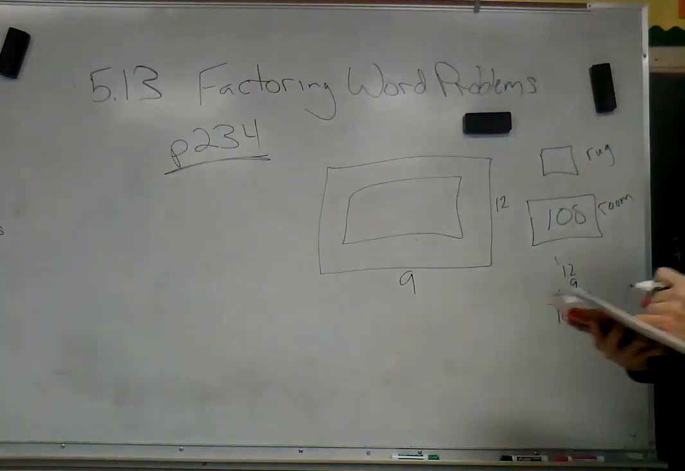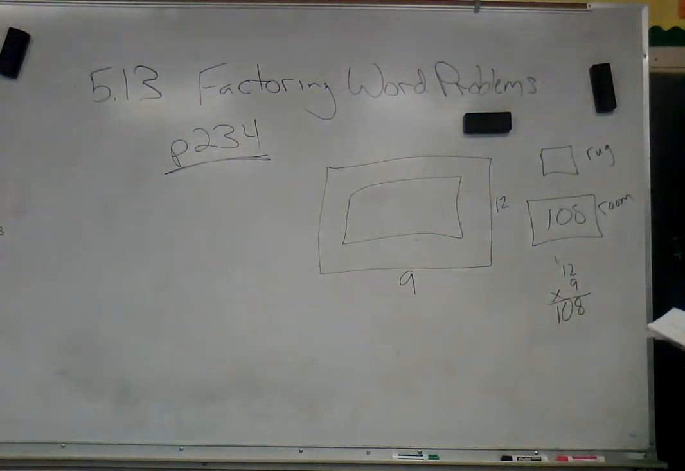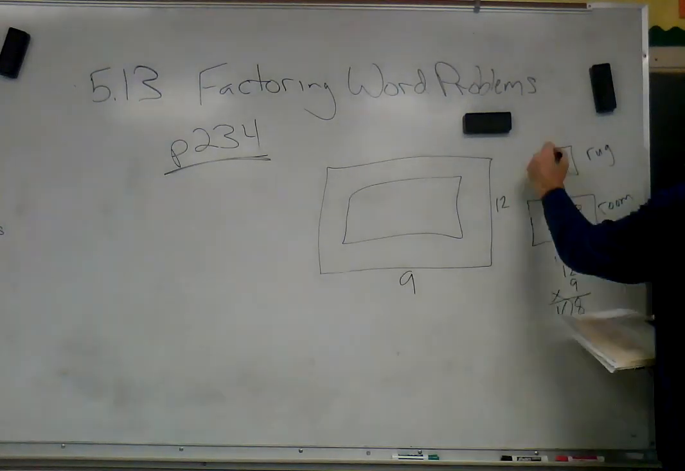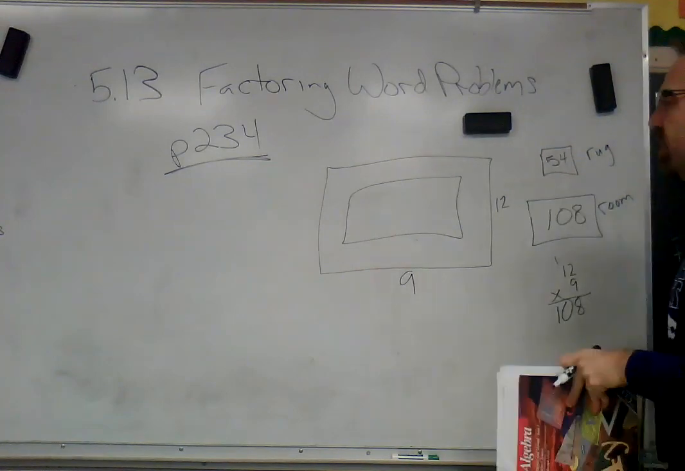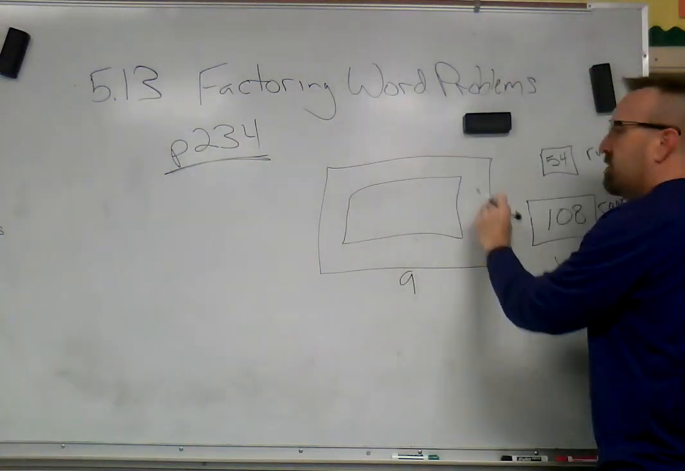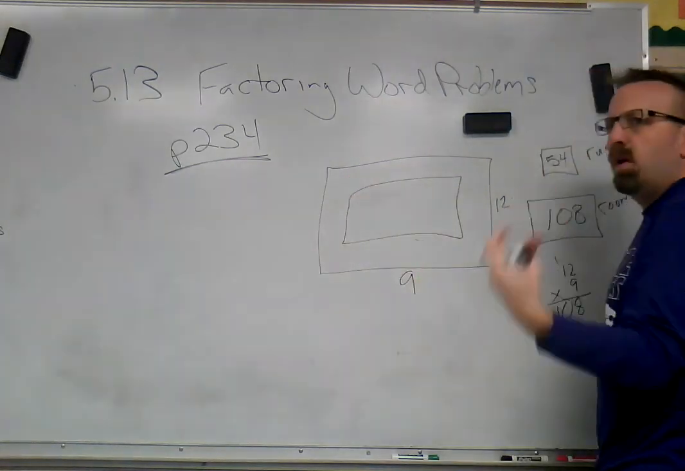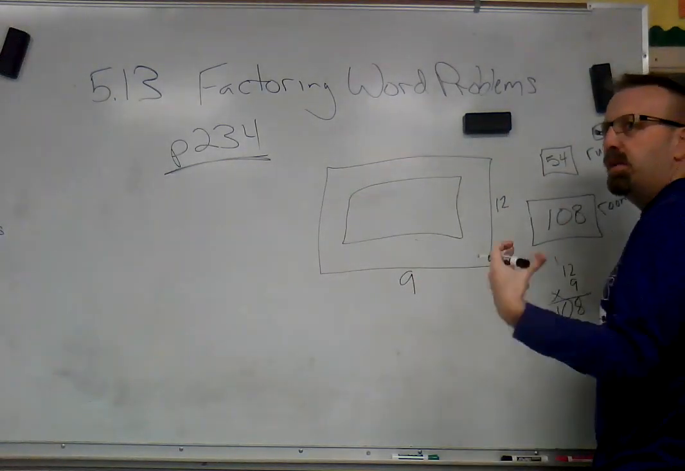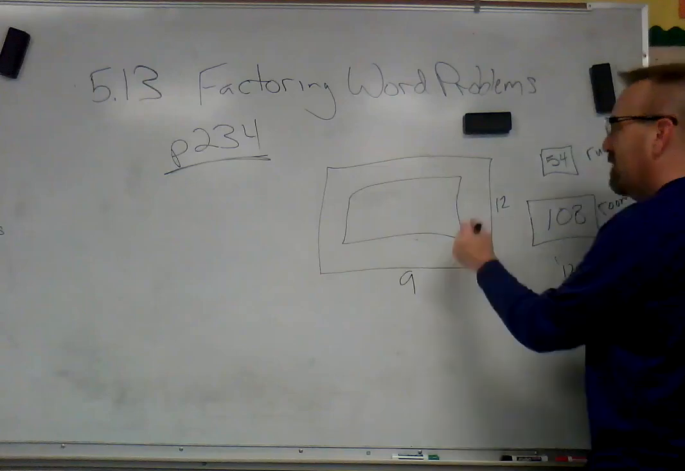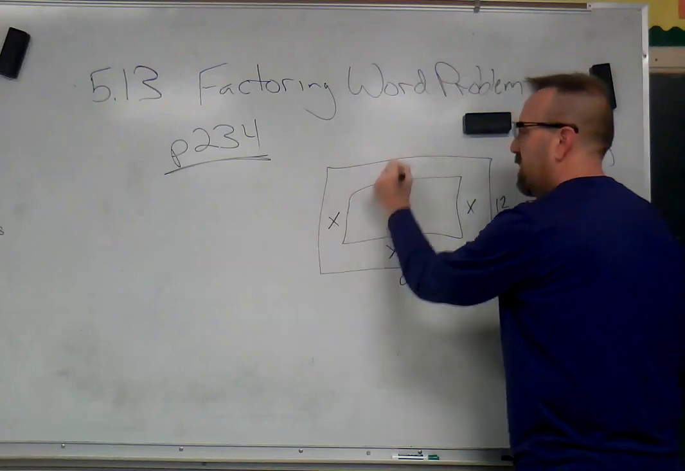The last sentence says the area of the rug is half of the room. So if the room was 108, what would half of the room be? 54. Okay, so now we have to figure out what the dimensions are. This is a uniform strip, so it means it's the same distance all around. We don't know what it is, so it's a variable, so we could say it's x. So if it's x here, it's x here, it's x here, and it's x here, correct?